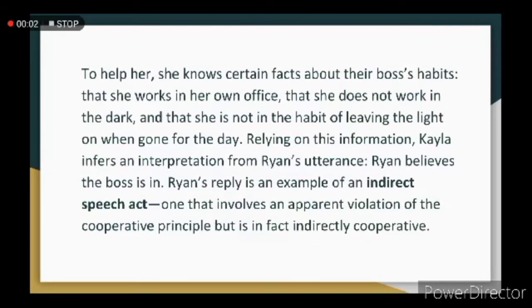To help her, she knows certain facts about their boss' habits: that she works in her own office, that she does not work in the dark, and that she is not in the habit of leaving the light on when gone for the day. Relying on this information, Kyla infers an interpretation from Ryan's utterance: Ryan believes that the boss is in. Ryan's reply is an example of an indirect speech act, one that involves an apparent violation of the cooperative principle but is in fact indirectly cooperative.